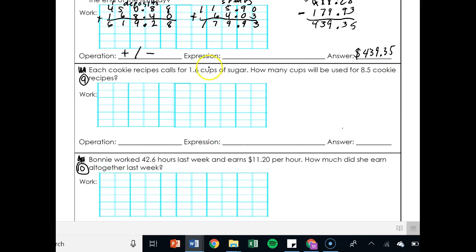Number 9, it says each cookie, you can leave this blank. Each cookie calls for 1.6 cups of sugar. How many cups would be used for 8.5 cookie recipes? So 1 cookie is 1.6. 2 cookies would be another 1.6. 3 cookies, another 1.6. So obviously we've got multiplication here. All right. So we're going to be doing 8.5. It doesn't matter where you do it. 8.5 times 1.6, right? That's your expression, 8.5 times 1.6. You could also say 1.6 times 8.5. It doesn't matter. And let's go to work. In fact, I'm going to let you do the math on this. Just remember that you're going to want to swoop 2 times in the end, okay?